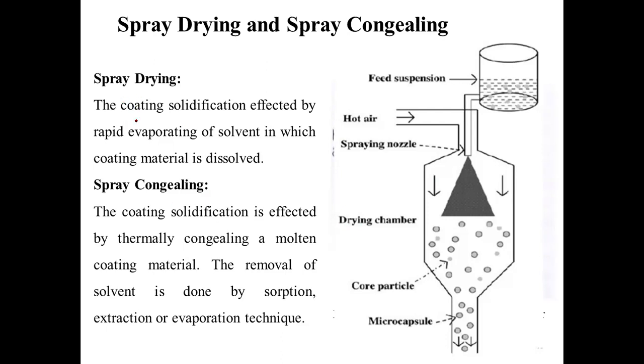In spray drying, the coating solidification is effected by the rapid evaporation of the solvent in which the coating material is dissolved. So basically, in a spray drying process, the core material is dispersed in a liquefied coating substance, and the core-coating mixture is sprayed or introduced into environmental conditions where relatively rapid solidification of the coating is effected.